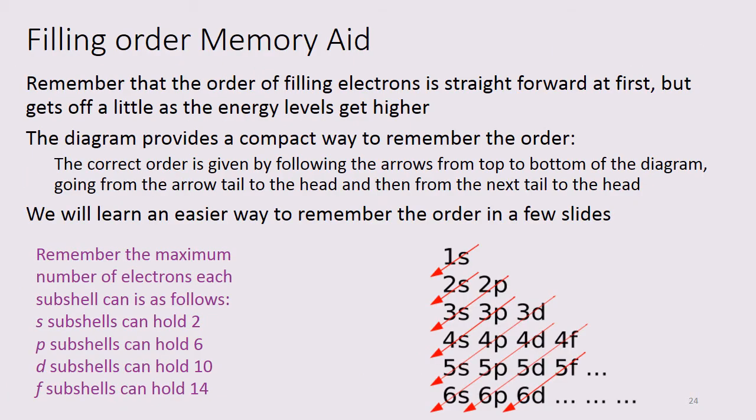All right, so I just said that. Remember that the order of filling electrons looks straightforward at first, but then it gets off a little bit. So I gave you, a few slides ago, the order of filling: 1s, 2s, 2p, 3s, 3p, 4s, 3d, 5s, 4p, etc.